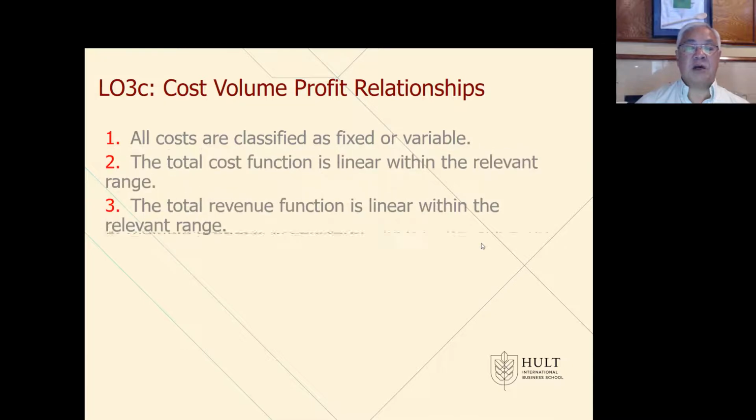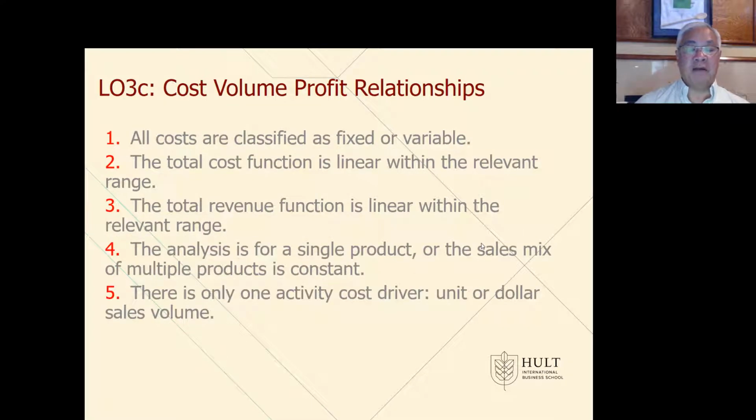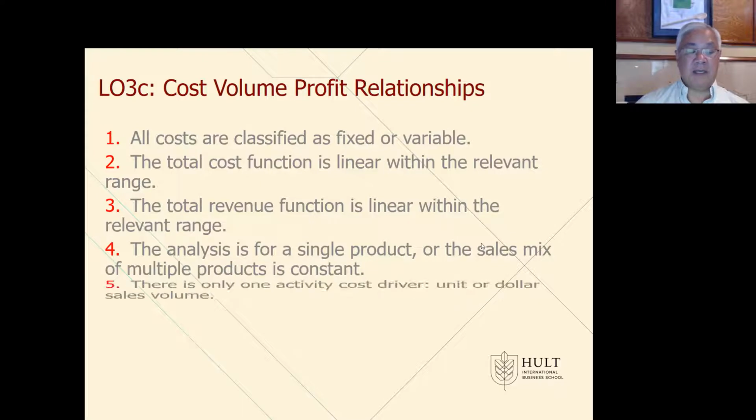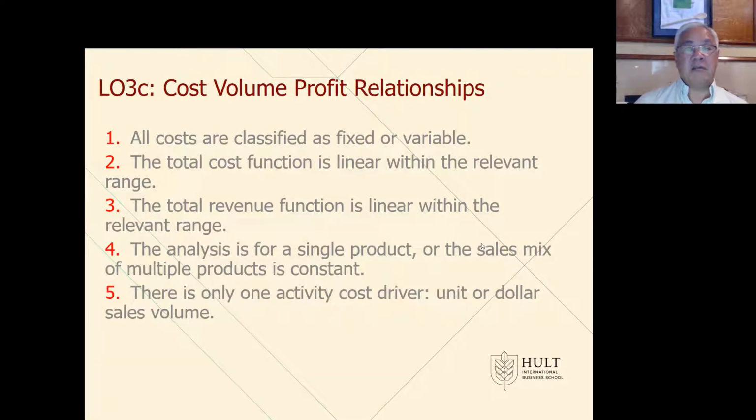So CVP, cost volume profit, you've seen before, and we have certain assumptions that we have in CVP, and they are all costs are either fixed or variable, no mix. Second is that everything is linear, or at least in the relevant range. That makes the math easy. Third is revenue is linear. In other words, we don't change prices. We have the same price that we offer to everyone buying our product. Fourth is that we have a single product, or that the sales mix is very constant. We'll use an example of a single product to make it easy. And finally, there's only one driver. So the variable cost is based on one item, such as units.